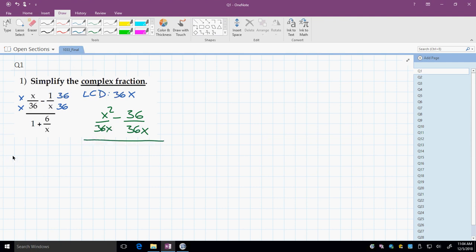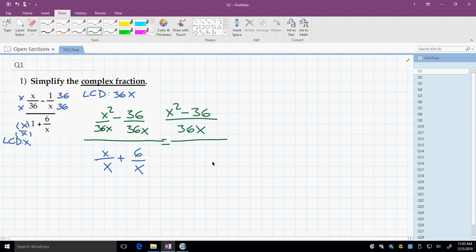Now, in the bottom, I have at the least common denominator, I have x. So I'm going to multiply only on the left one, top and bottom, by x, so I can have the same denominator. So x times 1 is going to be x over x plus 6 over x. Now that I have the same denominator, I can combine them. Really, you cannot add them because there are no like terms, but at least you can put them over one fraction bar. So we're going to have x squared minus 36, all this over 36x.